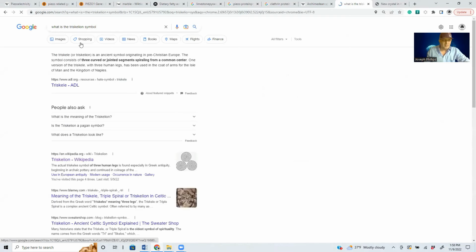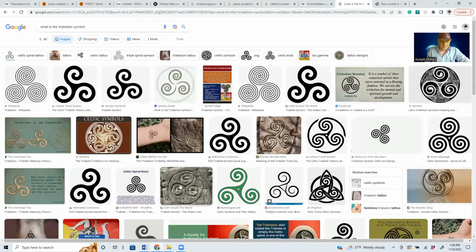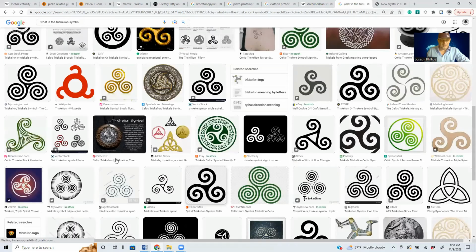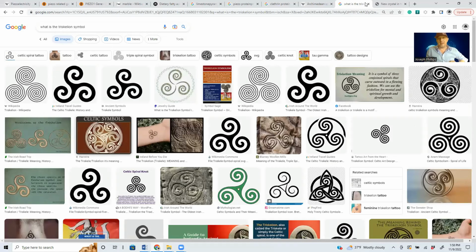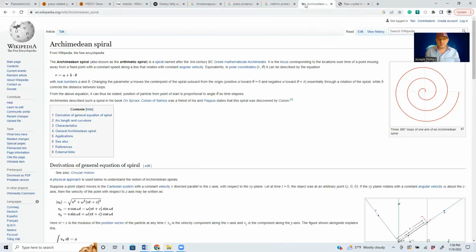Let me see if I can find an image of the ancient ones. They're embedded on these rocks thousands of years ago. Okay, that's what a triskelion symbol looks like. But they were embedded on these rocks thousands of years ago. Obviously, these people knew something. But here's where it gets really cool.